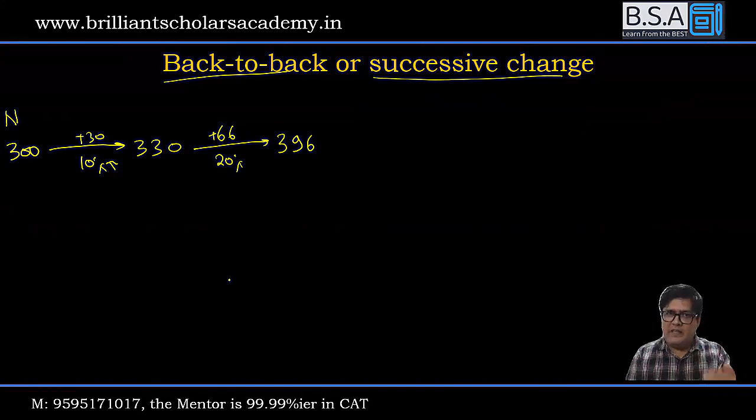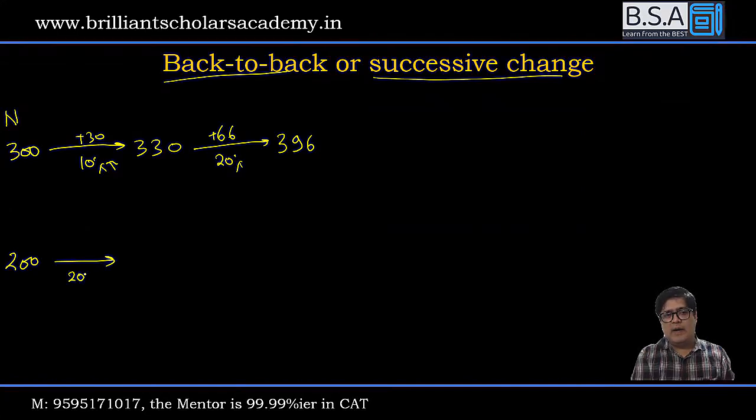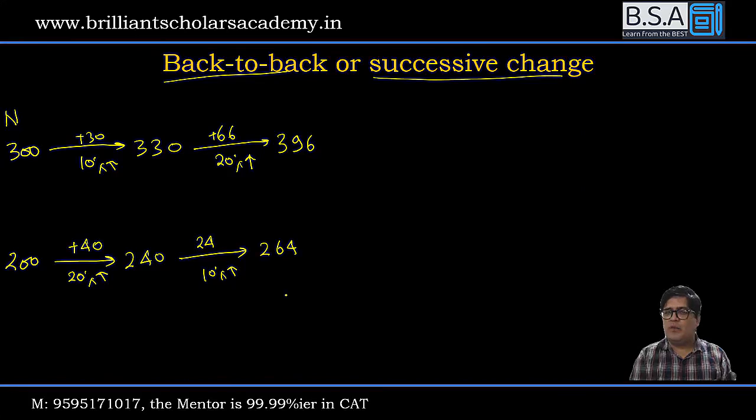Leave it there. Let us take a new number. What if I have 200? I'm increasing 200 by 20%. What is 20% of 200? It is equal to 40. I will have 240. Now I'm increasing it by 10%. Increase is upward, the upward arrow is increase. 10% is 24. The number becomes 264.